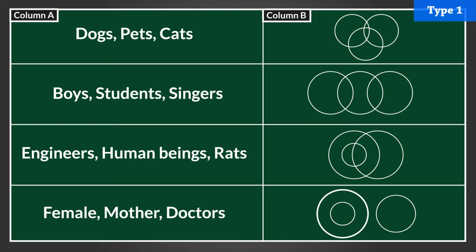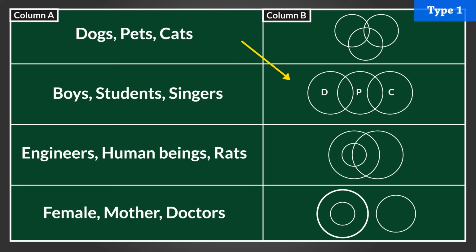Question number 2. Again, we have some words on the left side column and some diagrams on the right side column. We have to match them. So let's go to the first set of words. Dogs, pets and cats. These words can be represented by this diagram. Why? Because, see here there are three circles. The center circle represents pets, the left one represents dogs and the right one represents cats.